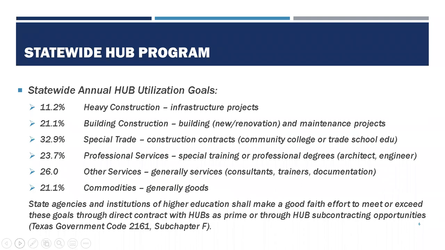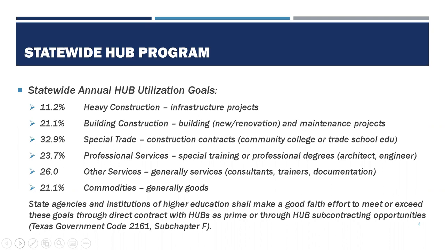So as I said before, the disparity study evaluated all of the statewide procurement processes and determined where there were disparate groups within the different procurement areas. Based on the findings of that disparity study, these percentages identify the hub goal within the different purchasing categories. In heavy construction, those are infrastructure projects. They're not regular building. It is heavy construction. So these are the highway, the water infrastructure projects, all those big infrastructure related type projects, at 11.2%. That's our goal, to include hubs in those types of projects.